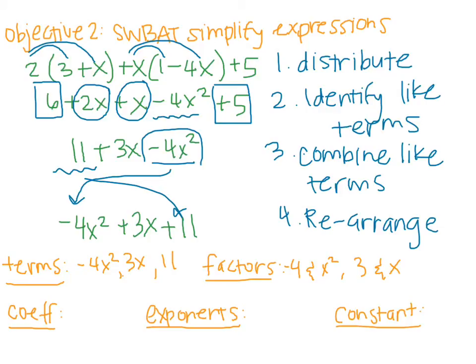The coefficients. Take a second to pick out what you think the coefficients are. And for your coefficients, you should have negative 4 and 3 coming from the negative 4x squared and the 3x. And then finally, or almost finally, our exponents. We just have a 2. You could write the 1, you don't really need to. And now finally our constant, the number that is not with a variable. And there's only one constant in there, and that one constant is 11.